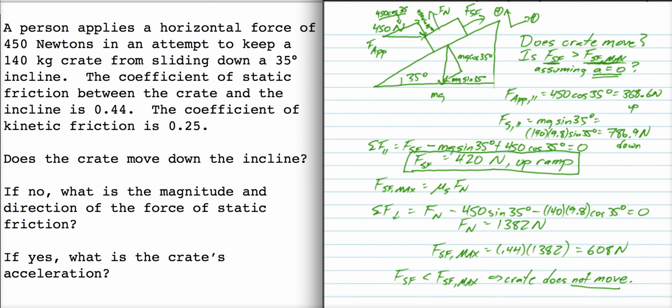Now, if the force of static friction had been greater, let's say the force of static friction needed to keep this in place were like 800 newtons, then that would mean the block moves, and I would have to redo the problem using the coefficient of kinetic friction of 0.25. But since that's not the case, I'm done.